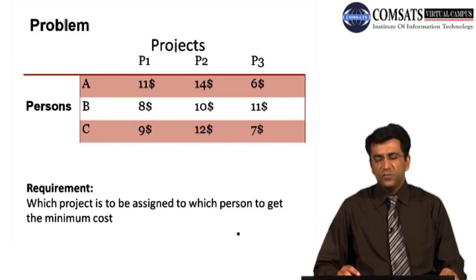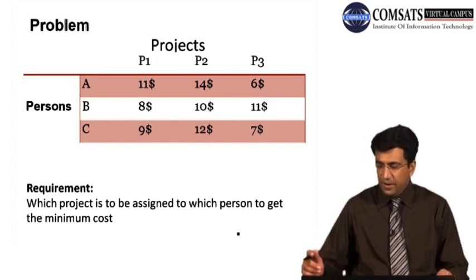Similarly, the cost for assigning the different projects to the other persons is given, and what is being required, we'll have to find out which project is to be assigned to which person to get the minimum cost. Again, this is the assignment problem, and we will follow the similar method again. Let me again draw this particular table.